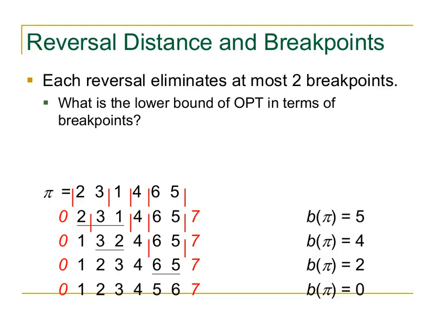Finally, reverse 6, 5. 0, 1, 2, 3, 4, 5, 6, 7. This last reversal eliminates the remaining 2 breakpoints. In just 3 reversals, we've sorted pi, exactly matching the lower bound of 5 halves equals 3.